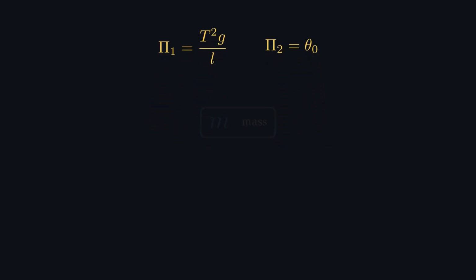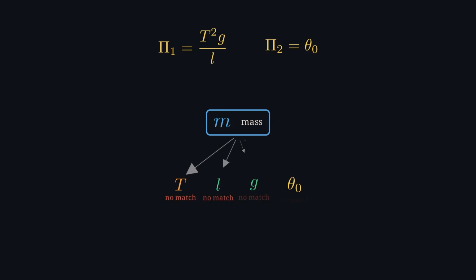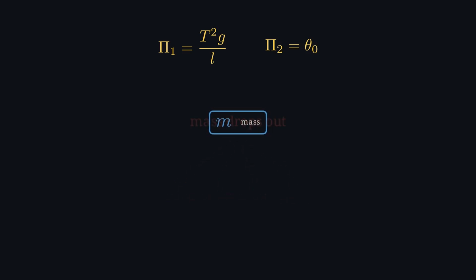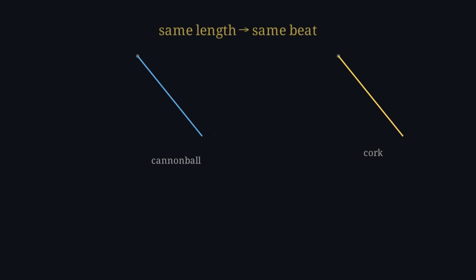But wait, look who's missing. The mass. It's nowhere in either group. And here's why. Mass is the only quantity carrying the ingredient of mass. There's nothing else with a stray kilogram to cancel it against. So it can't survive into any dimensionless combination. Which means, before we solve a single equation, the units already told us the period does not depend on the mass. Let that sink in, because it's genuinely strange.